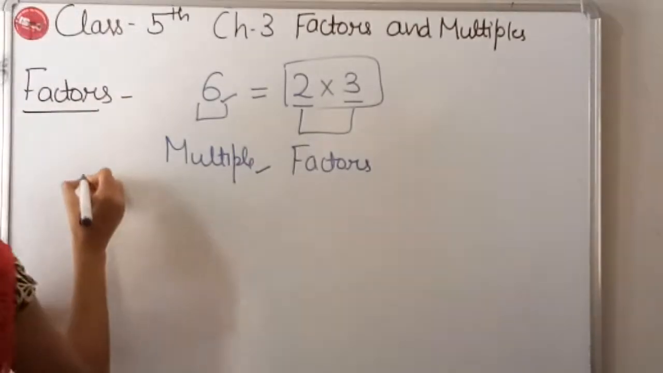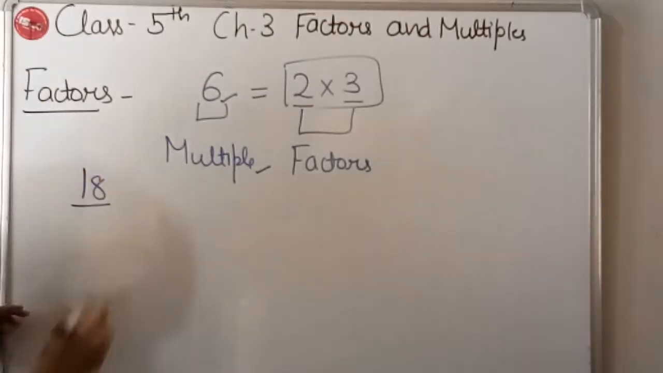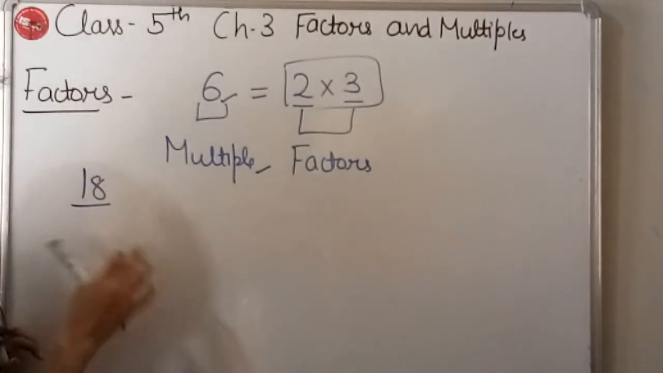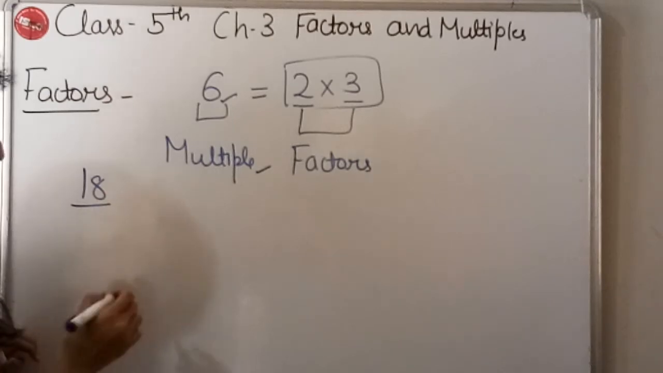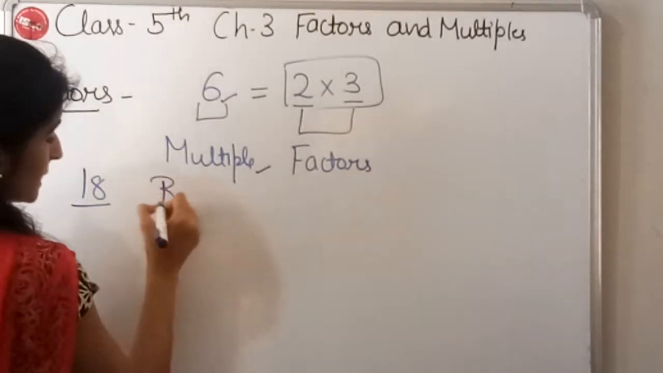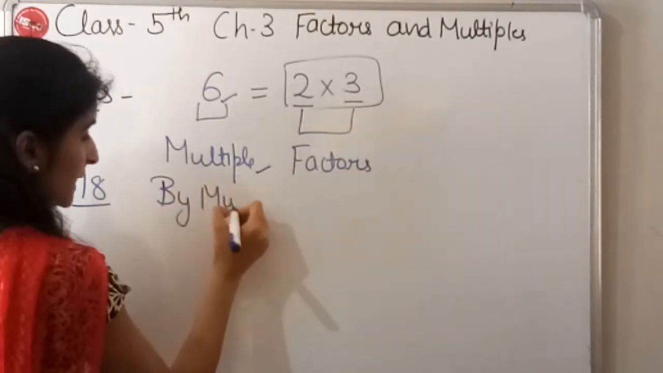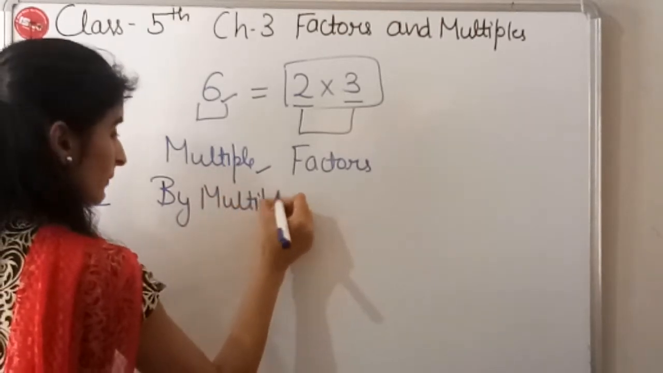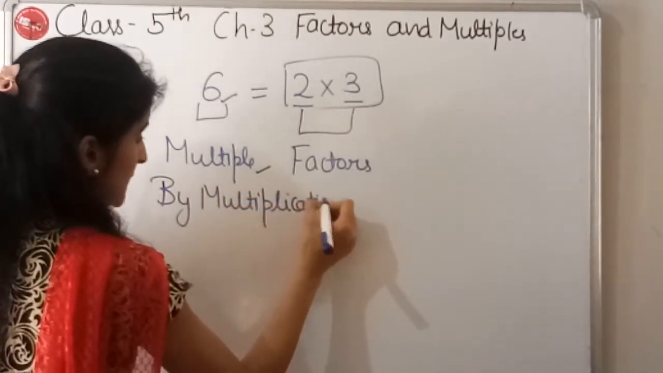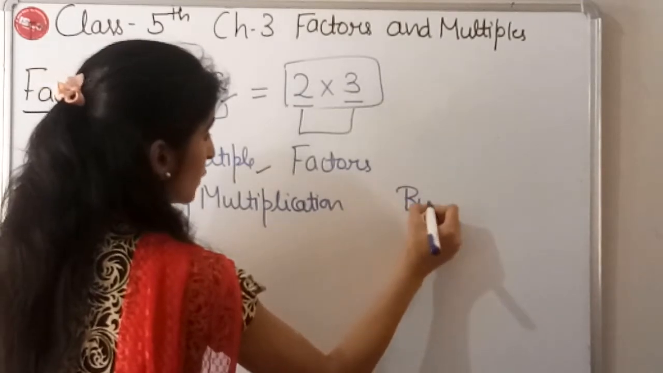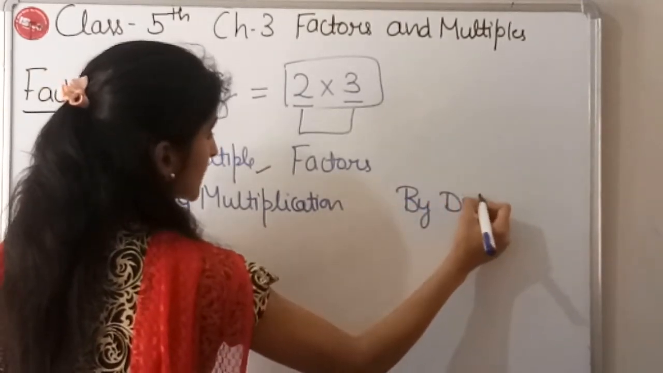Suppose we have been given this 18, and if we have to find out the factors of this number 18, then there are two methods. Firstly, by multiplication, and by division also we can find the factors.